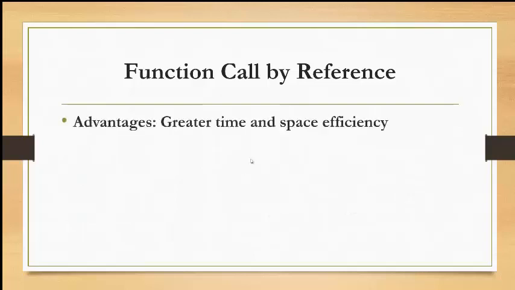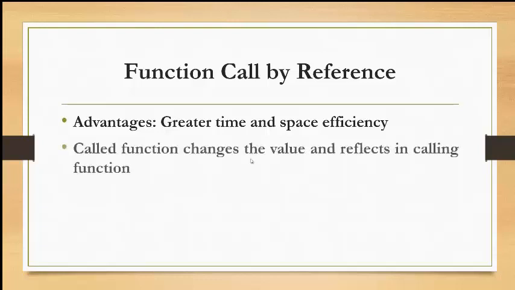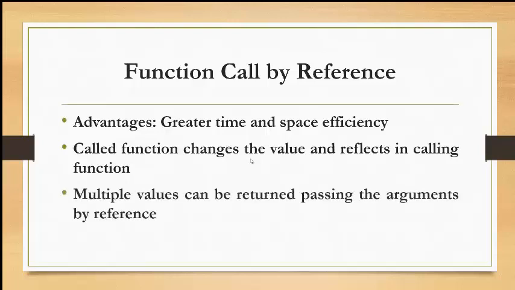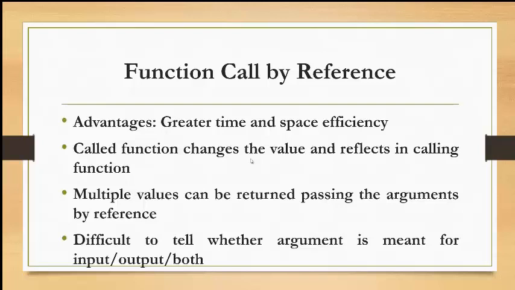One advantage is that it has more time and space efficiency, because you are not going to make a copy of the actual argument, and when you make a copy, you take some time to process that. That time is also saved in call by reference. The called function changes the value, and that change is seen in the calling function as well. Whenever you want to return multiple values through the passing arguments, that can be done with the help of call by reference. One major disadvantage is that it is very difficult to tell whether the argument you are passing through the function call is meant for input, output, or both.